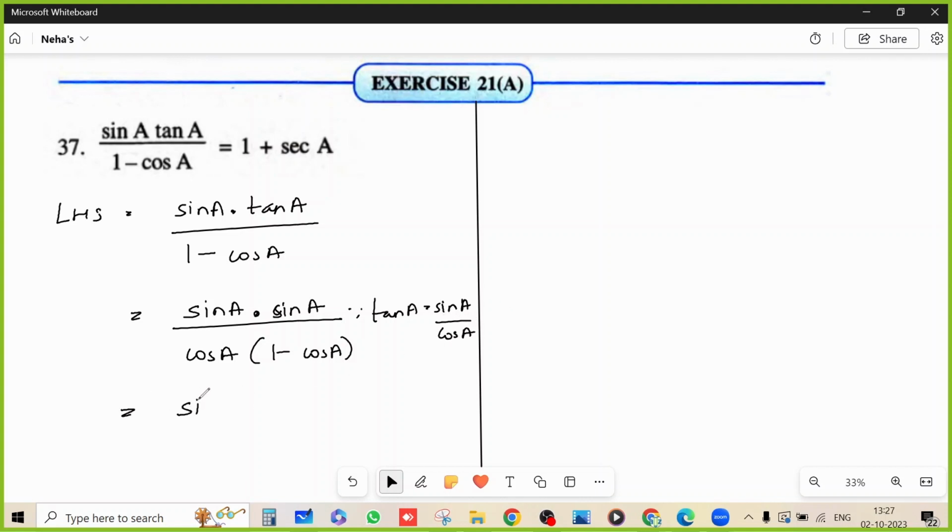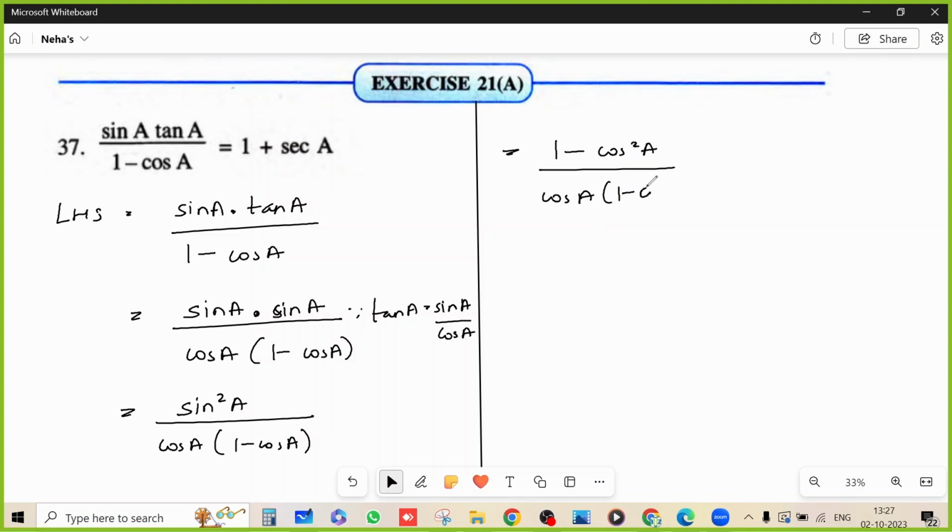Now the numerator will become sin²A divided by cos A into (1 minus cos A). Now sin²A can be further written as 1 minus cos²A. This is by the identity that sin²θ plus cos²θ is equal to 1. Therefore, sin²θ is equal to 1 minus cos²θ. Now 1 minus cos²A is of the form a² minus b².